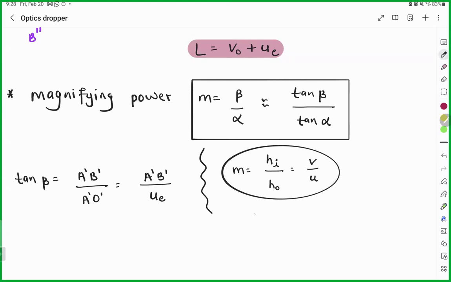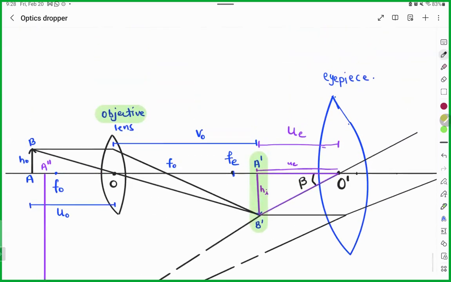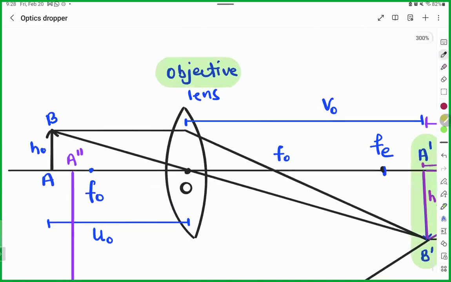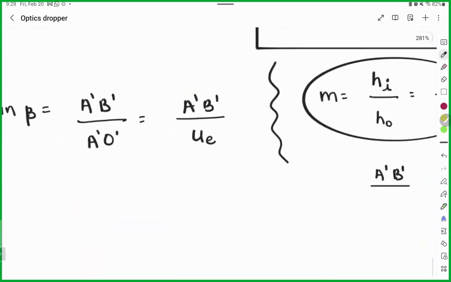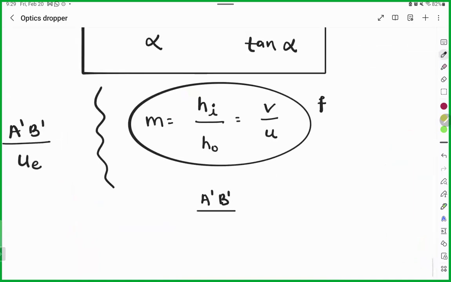So if this is the situation, what is the height of the image A dash B dash for the object lens, for this lens? Forget about the other one. If you consider only this part, height of the object, height of the image, we consider VO positive and UO negative, right? So for the objective lens, you will write for objective lens, otherwise you will mix it up.